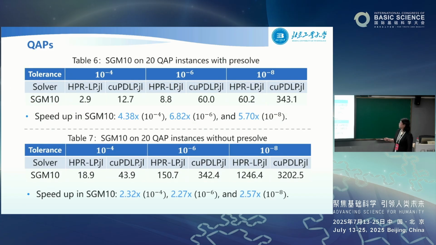And for the QAP, quadratic assignment problem, this is from combinatorial optimization. And for the LP relaxation of QAP, this problem is a large-scale LP problem. You can see with presolve, our method is much faster than PD-LP, more than 4 times speed up. And for without presolve, it is more than 2 times faster than PD-LP.